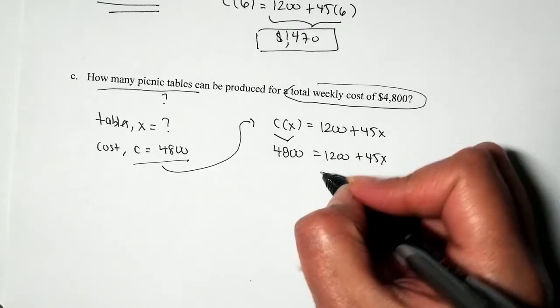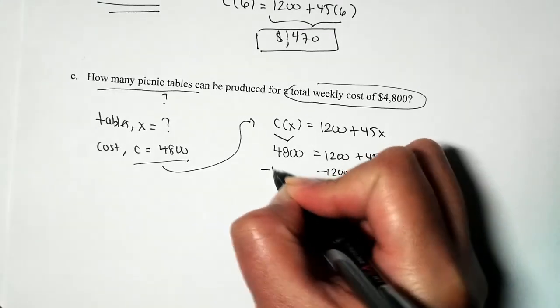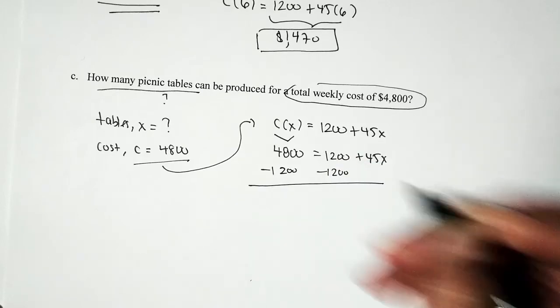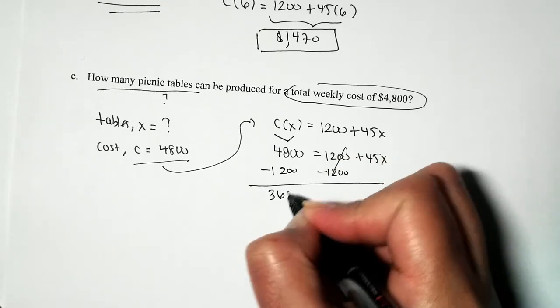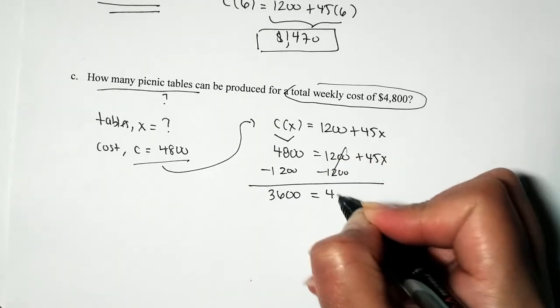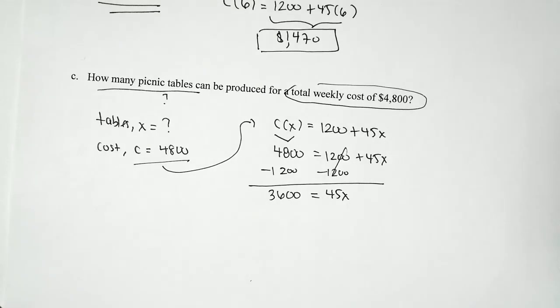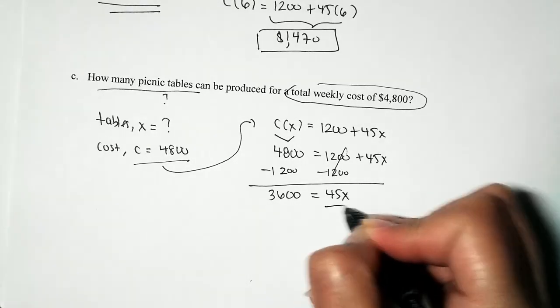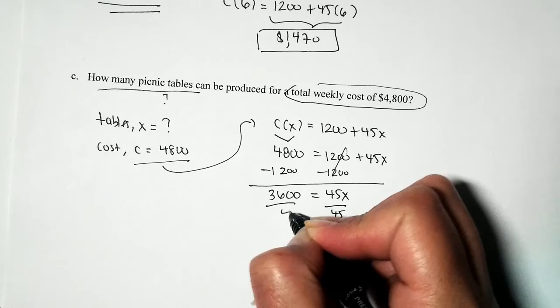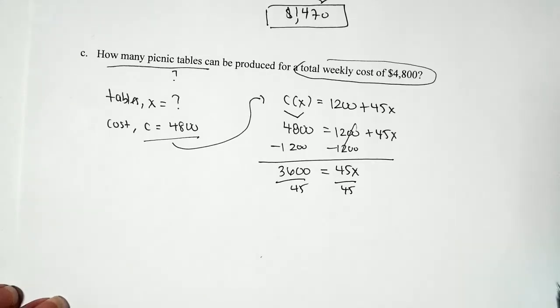Work your magic. Isolate the variable term, so let's subtract 1200 from both sides. That leaves us with 3600. Now work your magic to isolate the x and get rid of the times 45. Let's divide both sides by 45.